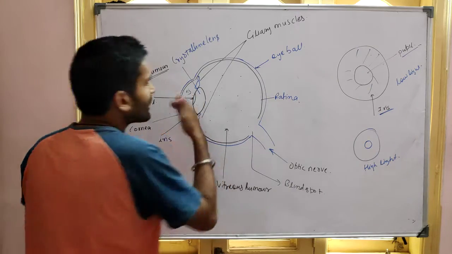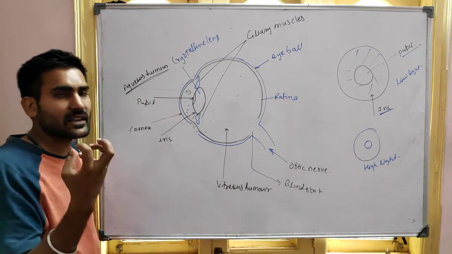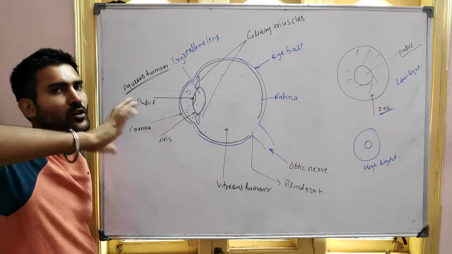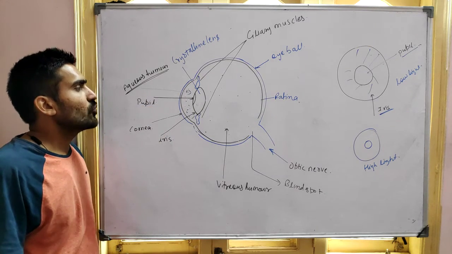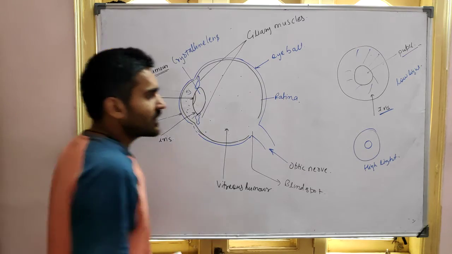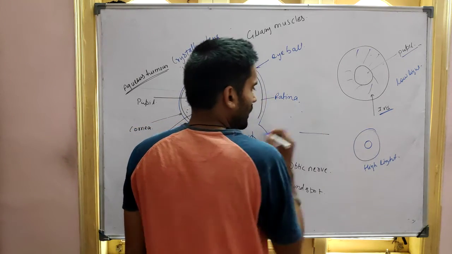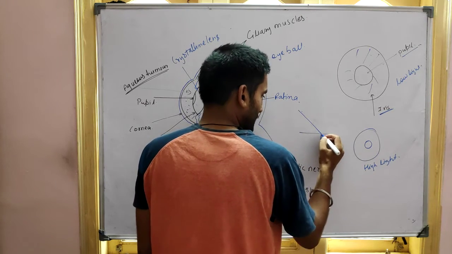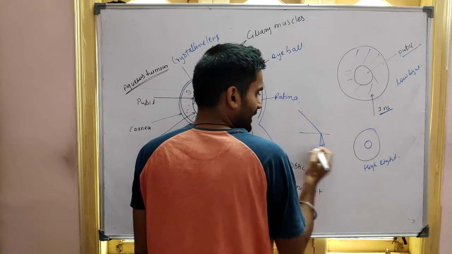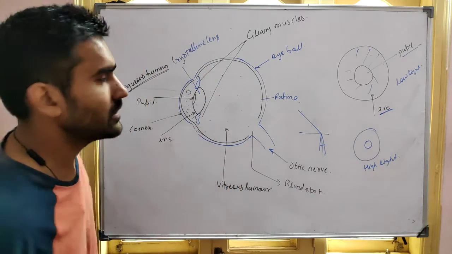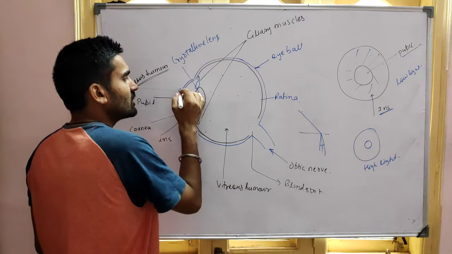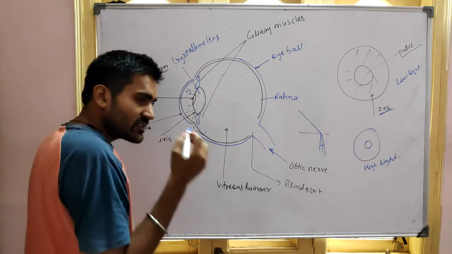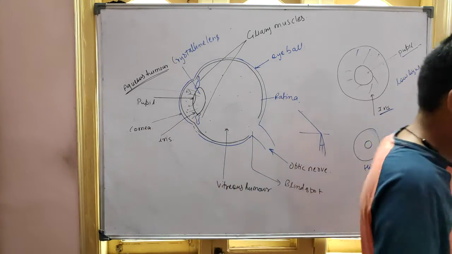Actually, it is behaving like a refractive material. The refractive index of this particular material is something around 1.33. So we know that whenever the light comes from a rarer material to a denser material, it tilts towards the normal. So whenever the light is coming, it will tilt towards this lens like this. Okay, so this is the purpose of aqueous humor.